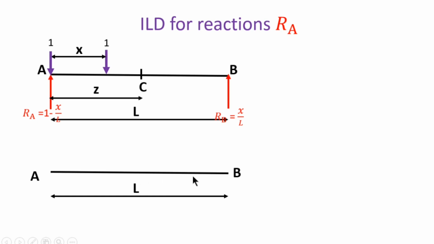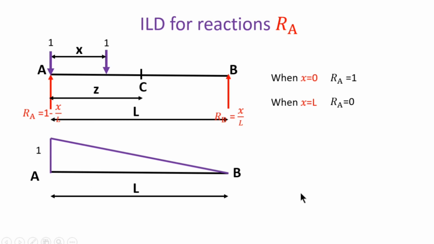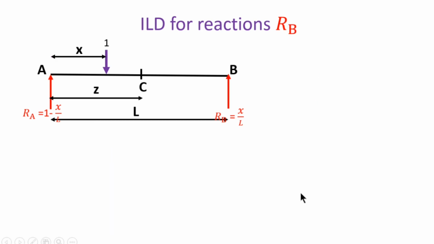Draw the horizontal line AB span here. Now we know when x equal to 0, Ra is equal to 1. So here this Ra is equal to 1. Next, when x equal to L, Ra is equal to 0. So here when x is equal to L, it means at location B, here the 0. Then draw the line from this 1 to 0 in this way. This is the ILD for the reaction Ra.